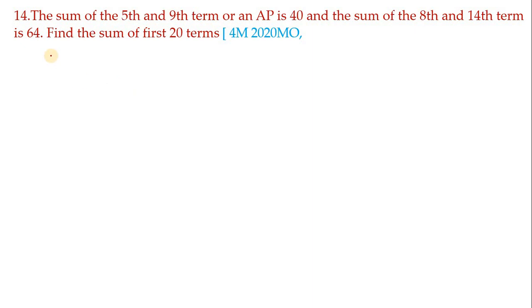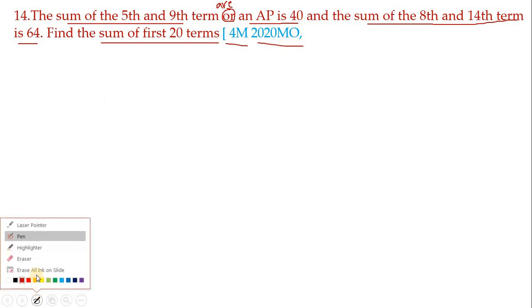Next, let us move on to another problem. The sum of the 5th and 9th term of an AP is 40. This is not OR, children. This is AP. So write it as AP. The sum of the 5th and 9th term of an AP is 40 and the sum of the 8th and 14th term is 64. Find the sum of first 20 terms. This is a 4-mark question asked in the year 2020 model question paper.